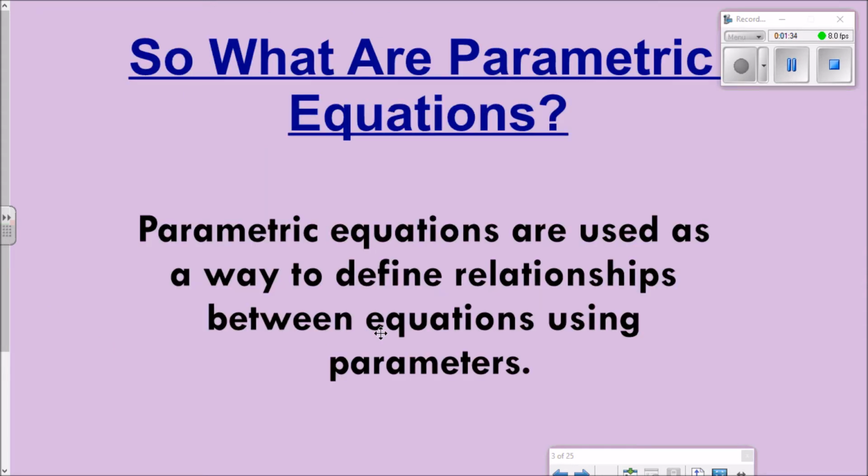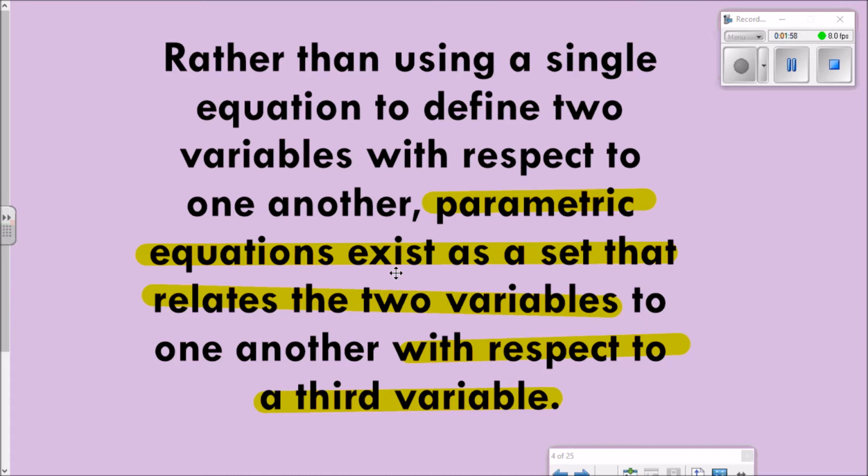All right, so let's just talk about what a parametric equation is. A parametric equation is an equation that is used to define relationships between equations. So what's happening is you have two separate equations that are somehow related to each other. And we are going to relate them to each other specifically on a graph quite often. And typically, those two functions are related to some other variable.